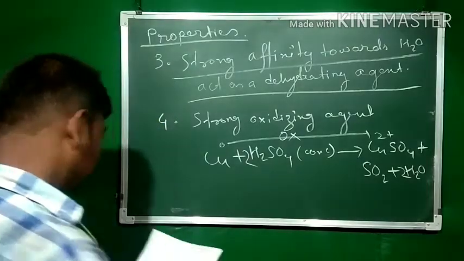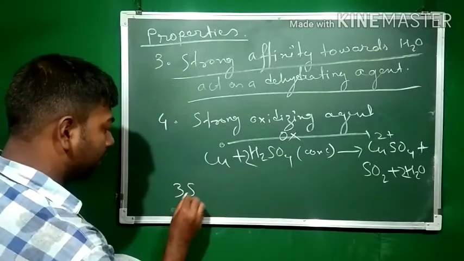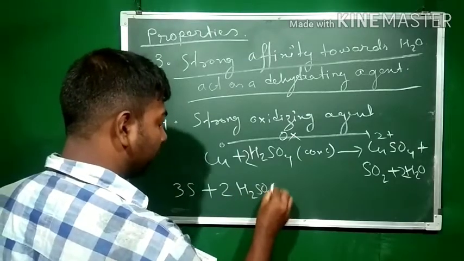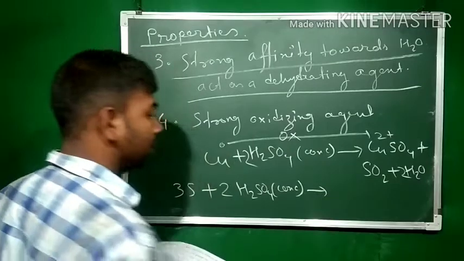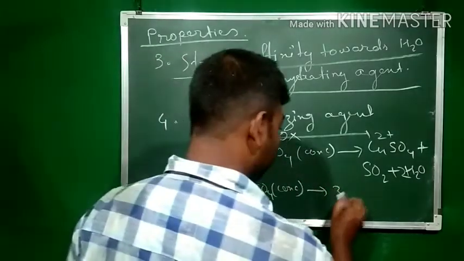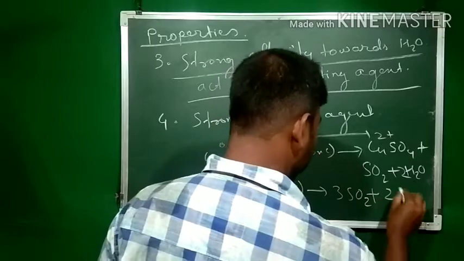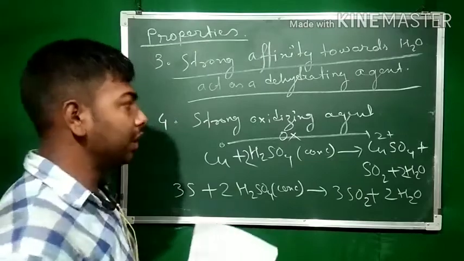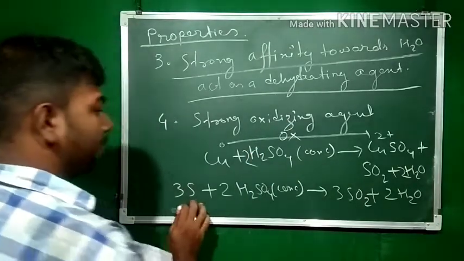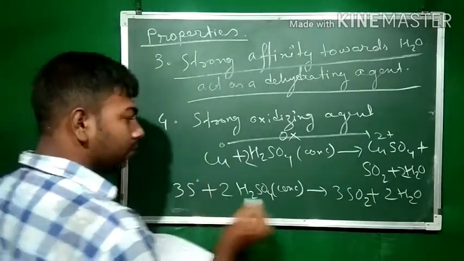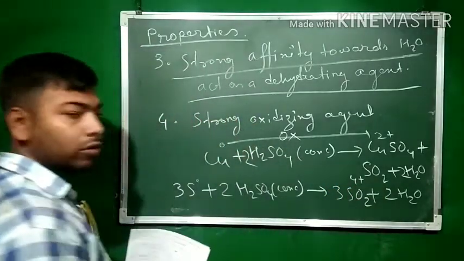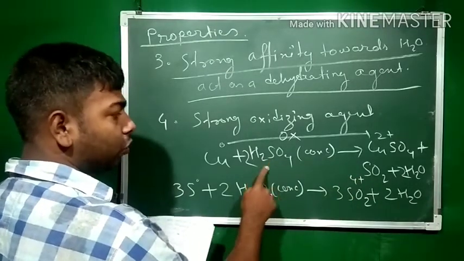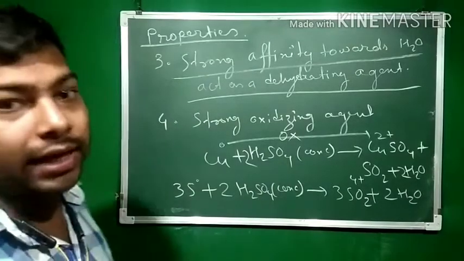Okay, let us take another example. Suppose we are taking 3 sulfur plus 2 moles of concentrated sulfuric acid, and it produces 3 moles of sulfur dioxide plus 2 moles of H2O. This is the oxidation of this one. Here it is 0, here it is +4. That's why it oxidizes. Now, if it oxidizes, by which? By this acid. That's why acid acts as an oxidizing agent.